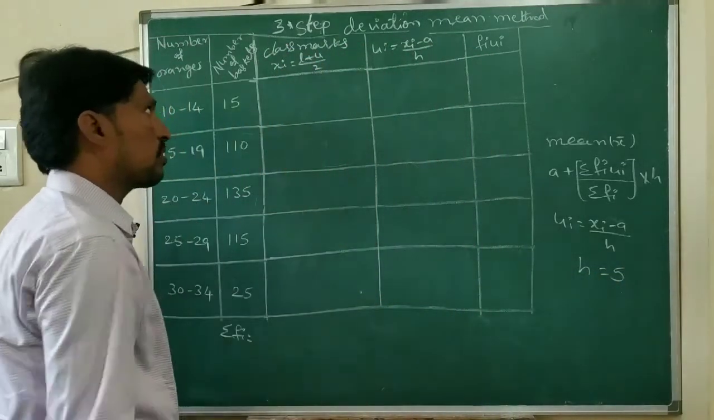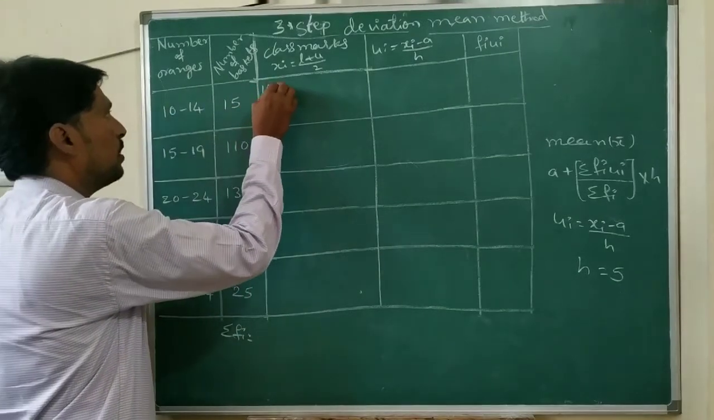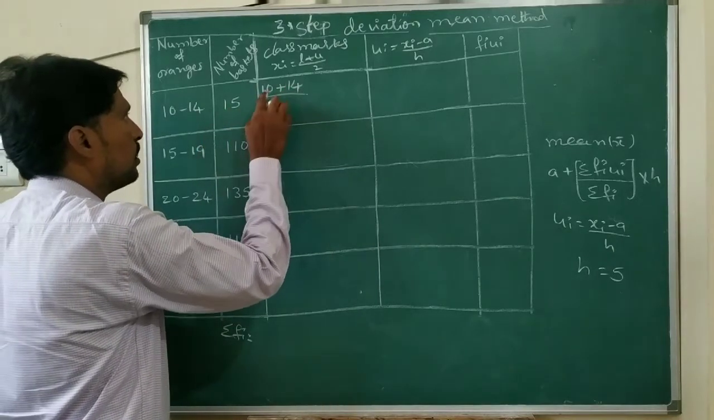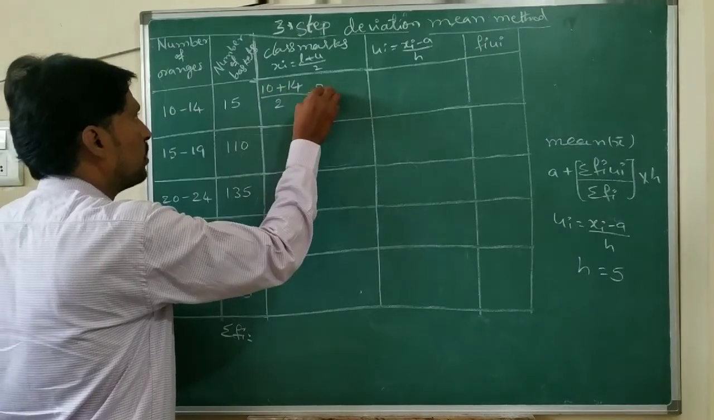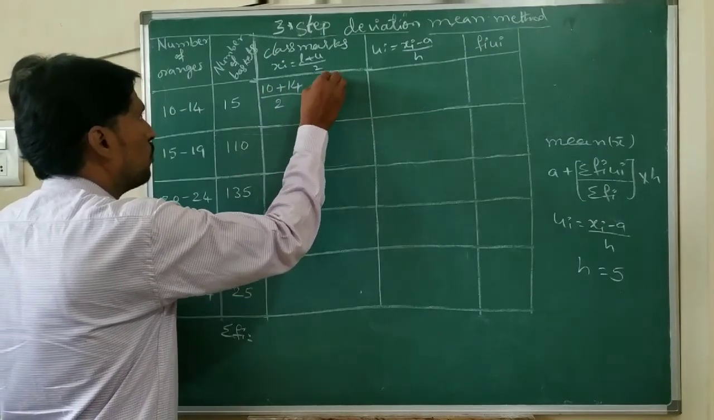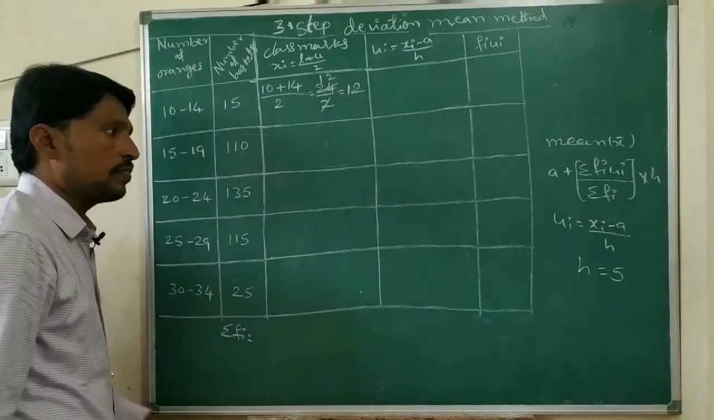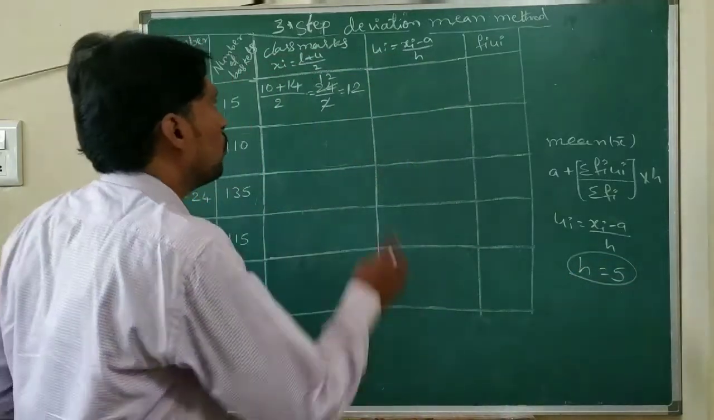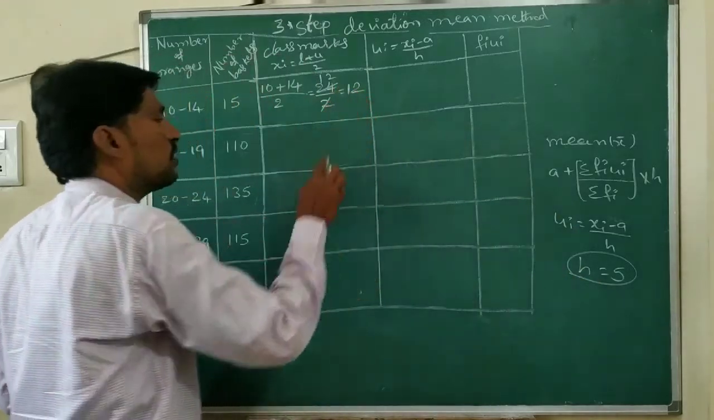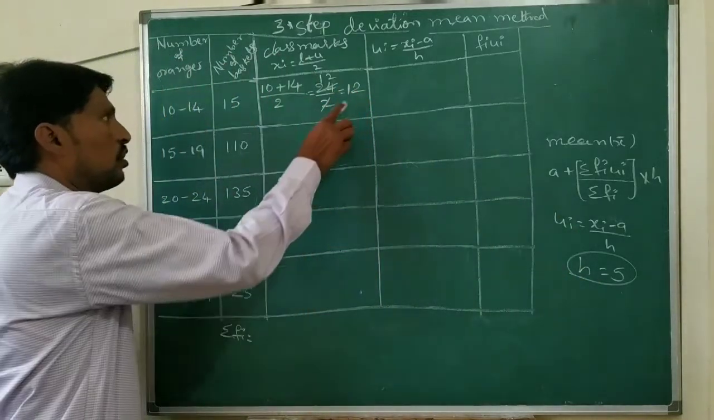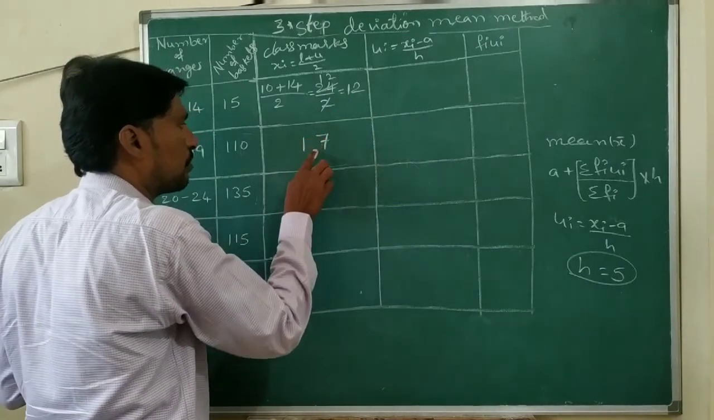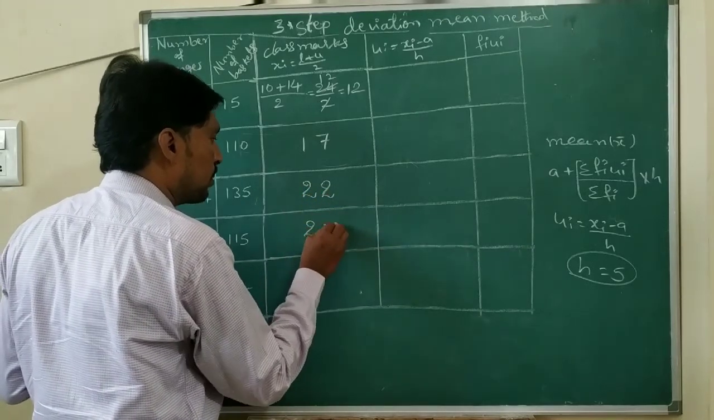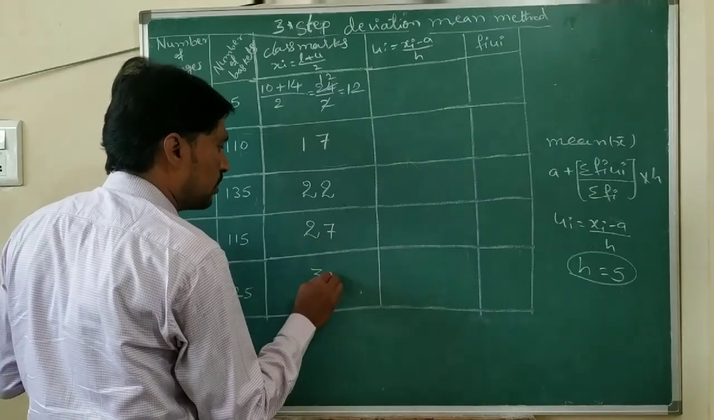Now the class marks. How do we get them? Lower limit plus upper limit by 2. For the 10 to 14 class interval, the lower limit is 10 and the upper limit is 14. 10 plus 14 is 24, by 2, 2 twelves are 24. The first class mark we got is 12. The height of the class we got is 5, so we can add the height of the class to the first class mark to get the next class marks. 12 plus 5 is 17, 17 plus 5 is 22, 22 plus 5 is 27, 27 plus 5 is 32.